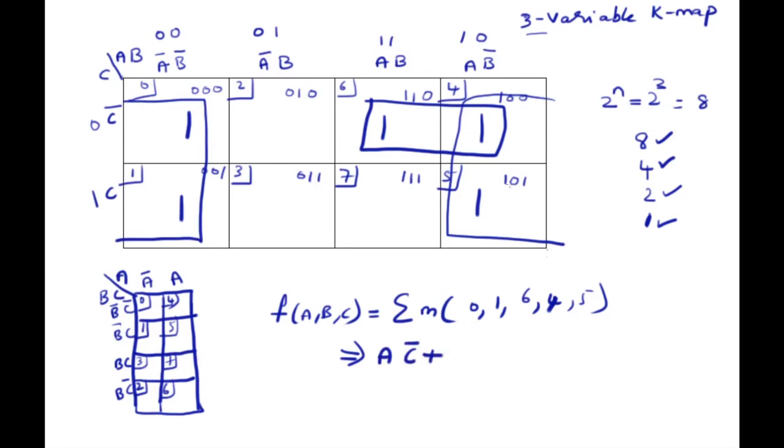Then the other group. The other group consists of 4 ones. So I need to check the common terms. So this is one column and this is one column. From both the columns, A bar B bar, A B bar, so B bar is common. So I'll write B bar. Next from these two rows, which is common? There is no common, there is only C and C bar. So I'll write B bar. And this is the solution for this problem.